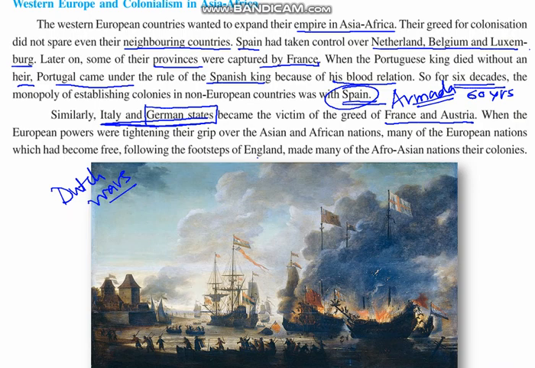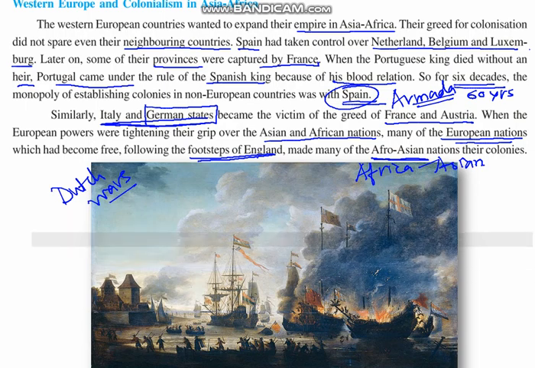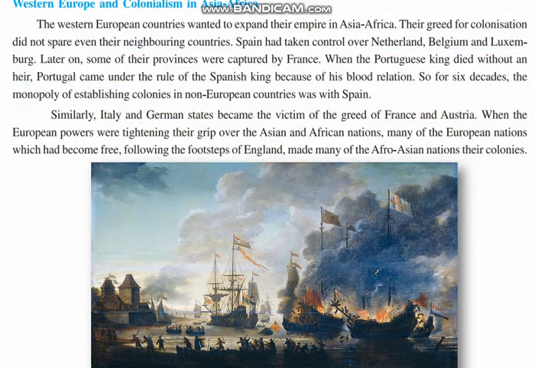When European powers were tightening their grip over Asian and African nations, many of the European nations which had become free followed the footsteps of England. Footsteps means they also did what England did, and in the same way they also started occupying the Afro-Asian nations. Afro means Africa. They started forming colonies in all these areas, right? So in this way they formed colonies in Asia and Africa.